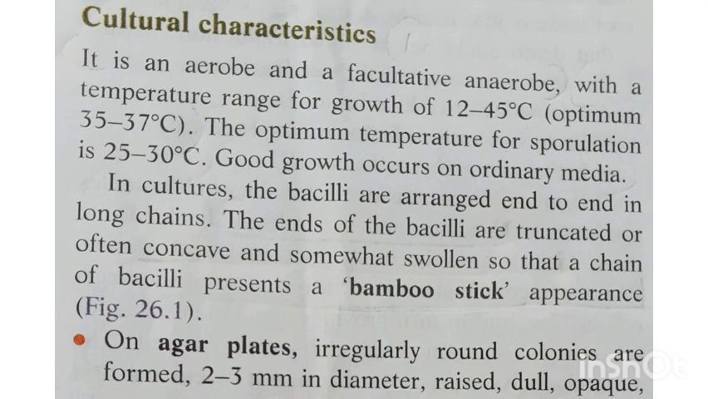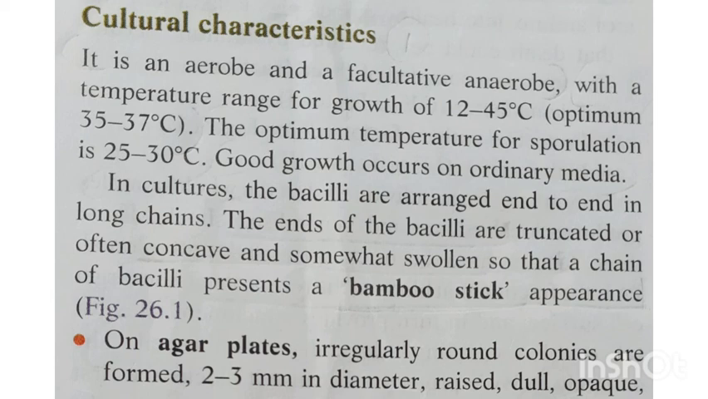Here, Bacillus anthracis is an aerobe or facultative anaerobe. That is, they can grow in the presence as well as absence of oxygen, with a temperature range of 12 to 45 degrees Celsius, and their optimum being 35 to 37 degrees Celsius. Then the temperature needed for their sporulation is 25 to 30 degrees Celsius. That is the maximum temperature needed for their sporulation. Their growth occurs in ordinary media like nutrient agar, nutrient broth, etc. That is, nutrient agar or ordinary media is enough for their growth.